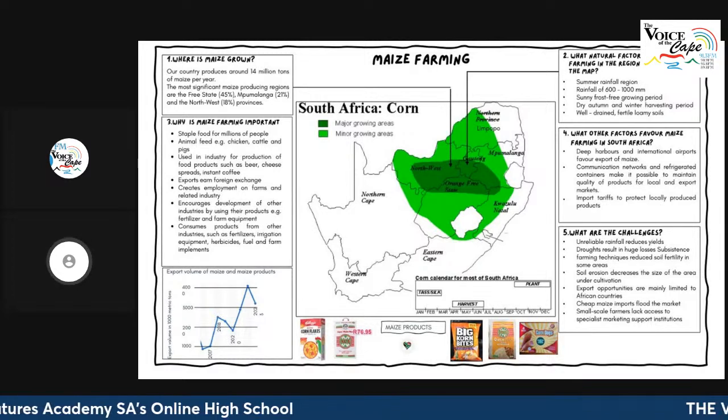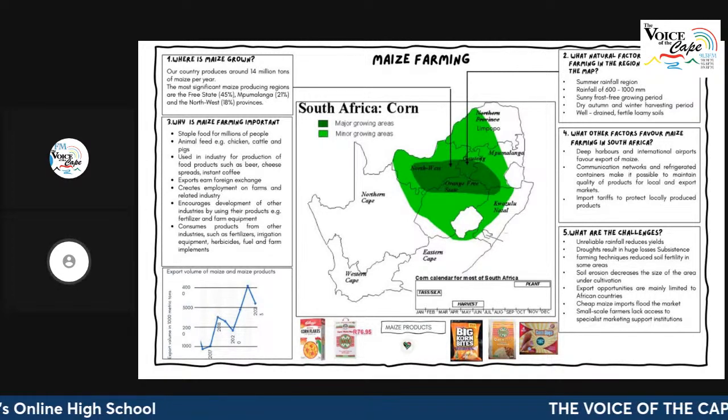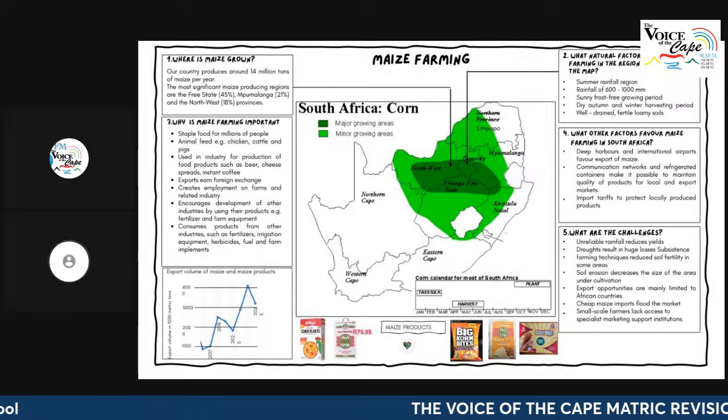What exactly are the factors that favor it? What are the factors that hinder it? Those are the important things. And what are the challenges?